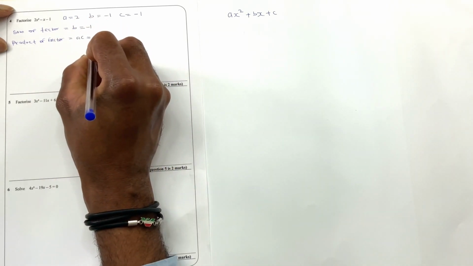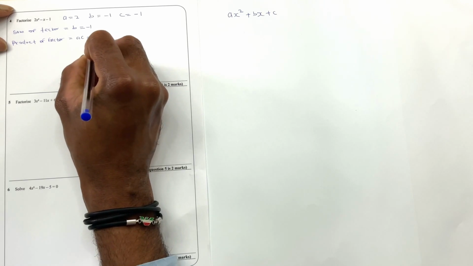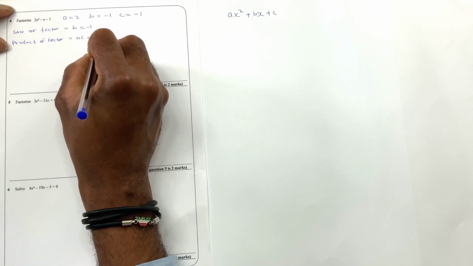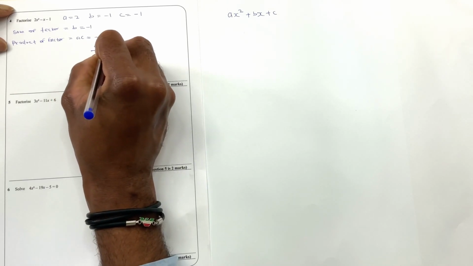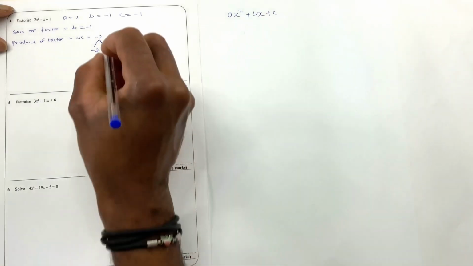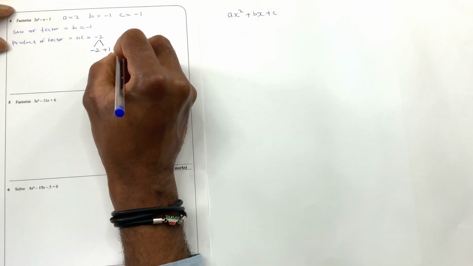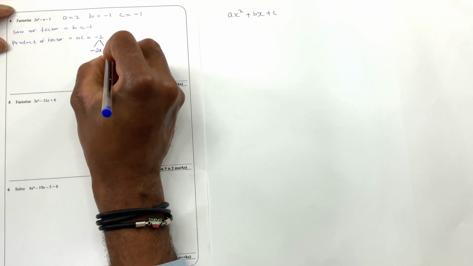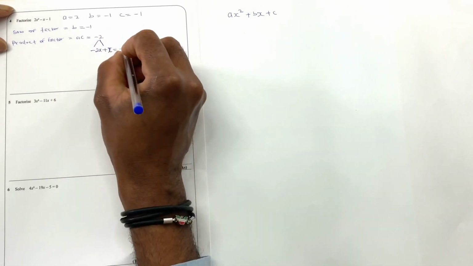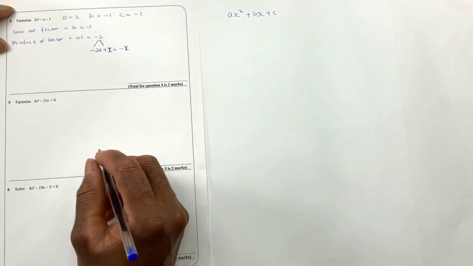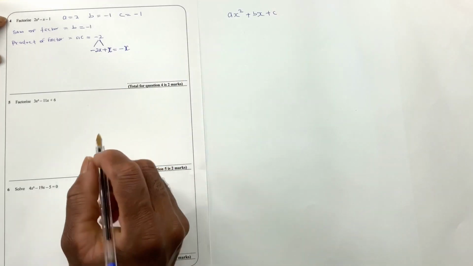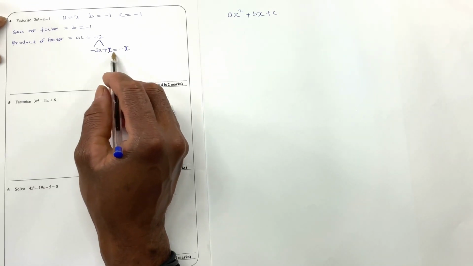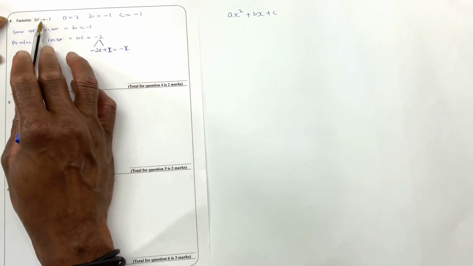So I'm looking at minus 2 plus 1. When I add it together, I get minus 1. So all I need to do is put x here and make that x. And that should give me minus x. So minus 2x plus x is minus x. I need to replace minus x with minus 2x plus x.